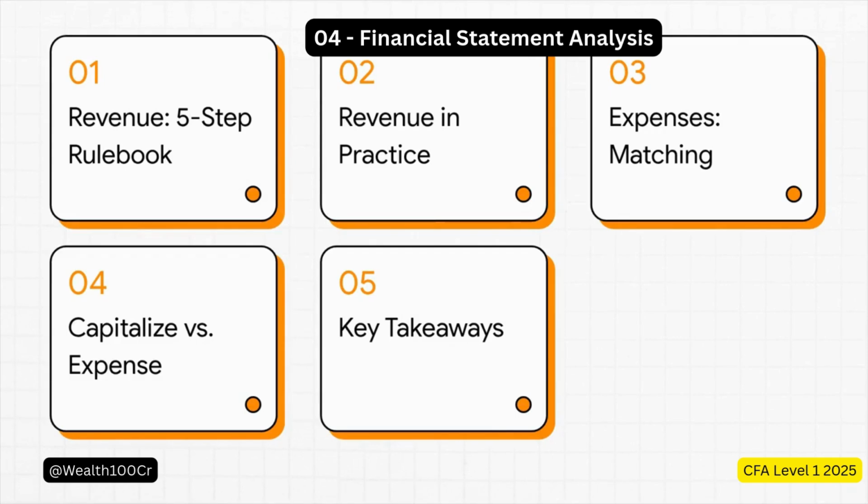So here's our game plan for today. First, we're going to walk through the official rule book for revenue. Then, we'll see how those rules play out in the real world. After that, we'll flip the coin and talk about expenses, zeroing in on a really critical accounting decision. And finally, we'll tie it all together and talk about why this is so important for you as an analyst.